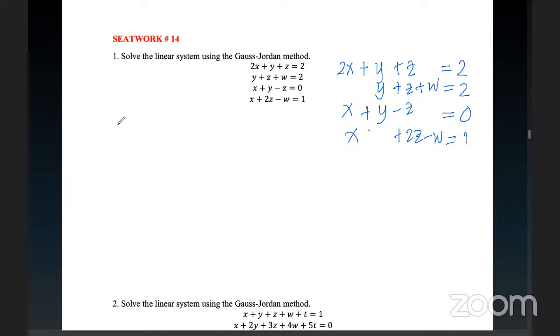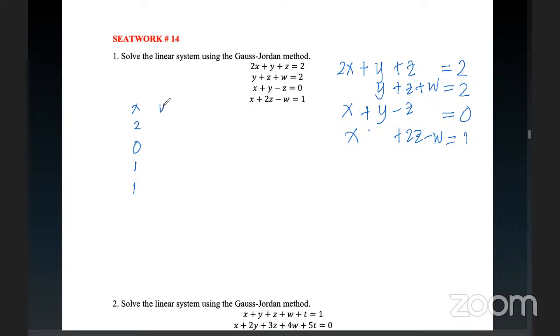Now, yung first step natin is to write the augmented matrix. So yung first na column natin will be yung coefficients ng x. Okay, so sa first equation, we have 2. Burahin ko muna itong bracket. Later na. Okay, so 2, 0, 1, 1.